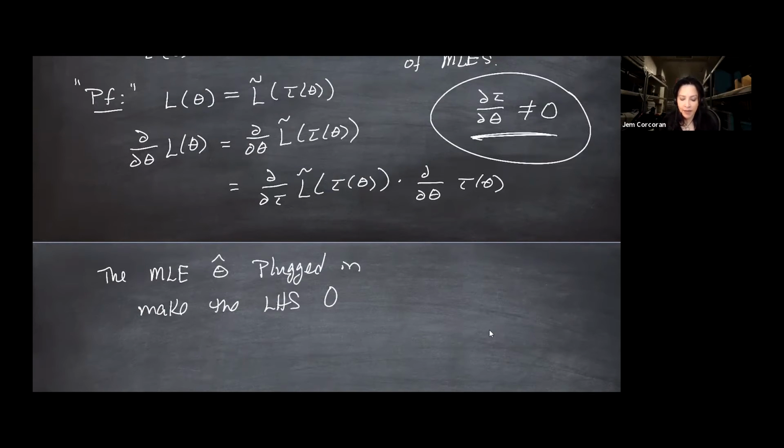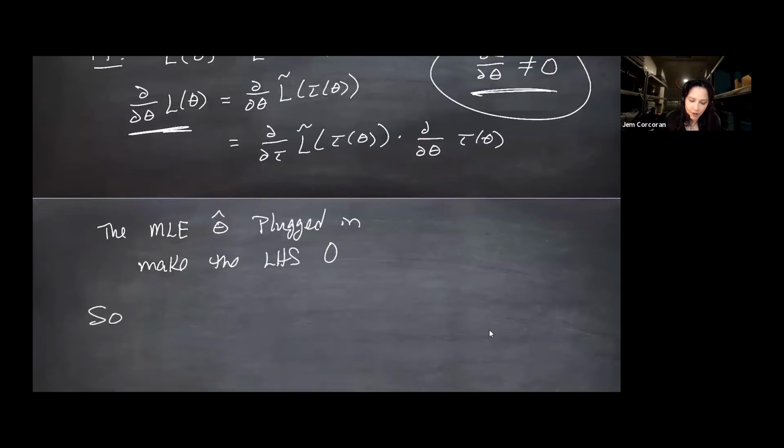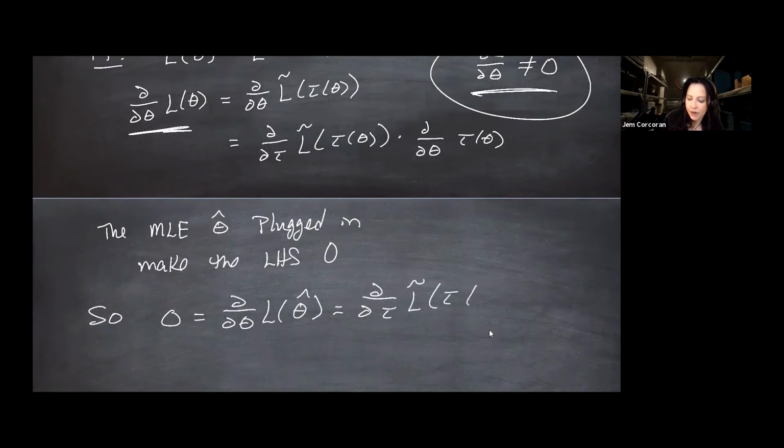If you plug the MLE theta into the left-hand side, you get 0, and that's how we define the MLE, basically if everything's nice. So all the way across, 0 is the derivative with respect to theta of the log of theta hat, and this is the derivative with respect to tau of L tilde of tau, and I'm plugging in theta hat. Then I have this other thing sitting over here, a derivative with respect to theta of tau of theta hat, but I'm assuming this is not 0.